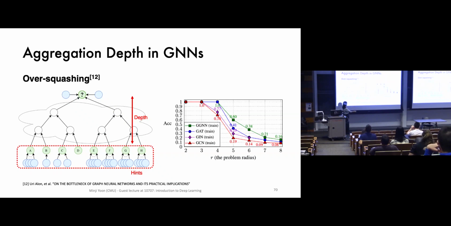And as you can see, when the hint is farther away from the target node and the GNN should be deeper and deeper, you can see a sharp decrease in accuracy. So this is also happening because of the deep GNN. And that's why this is still an open research question, and that's why there are not many deep GNNs in the real world.